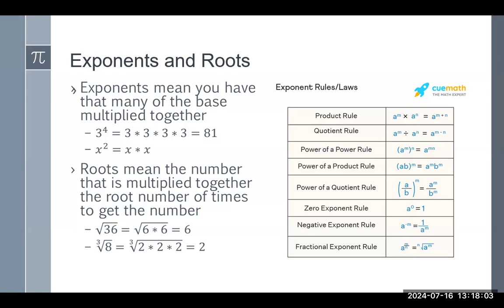Now you have the fractional exponent rule, which is where a to the power of m over n is the same as a to the power of m under the nth root, where the bottom part of the fraction is the root and the upper part of the fraction is just the exponent. Pretty interesting stuff.